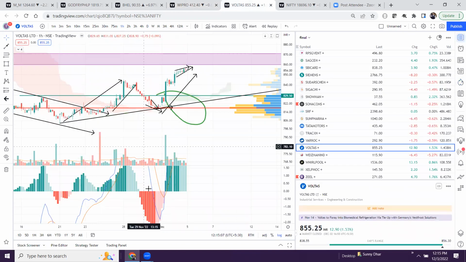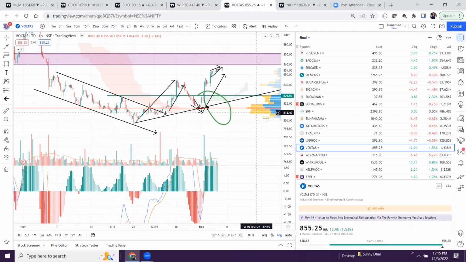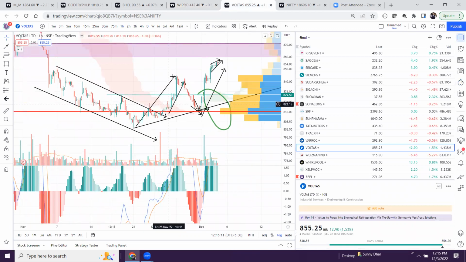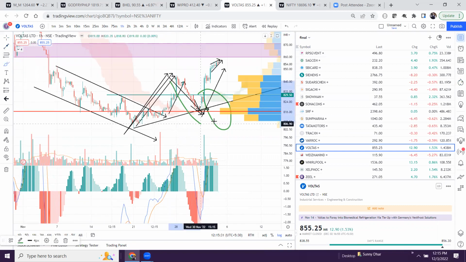And last week we had given Voltas also. Now see, apply the same logic: every impulse is followed by a correction, so we gave it at this moment here. We had also recommended to buy this stock on dips, because we thought that this is the impulse and there will be a dip, also known as a correction, in this.